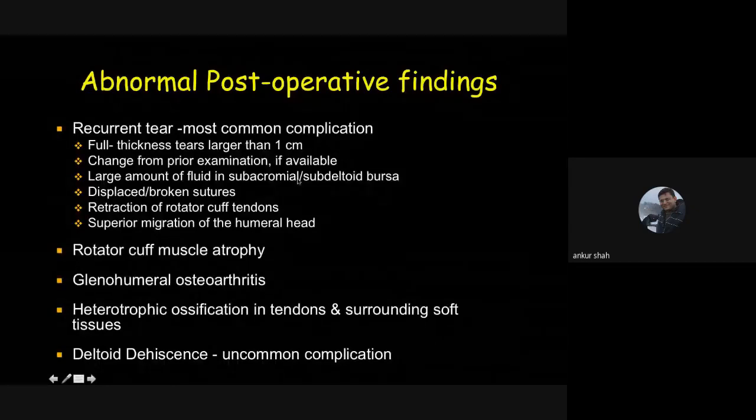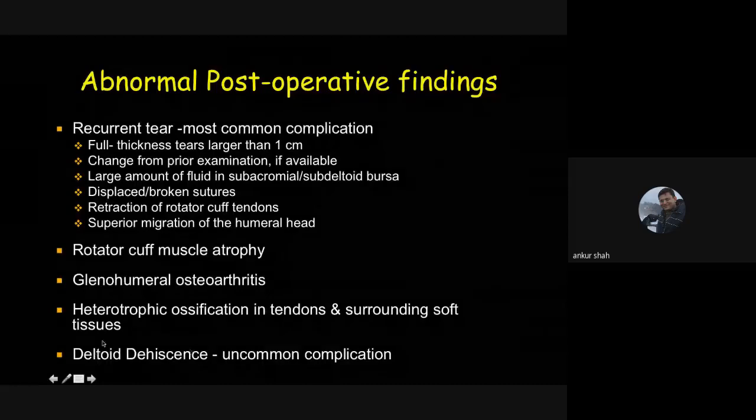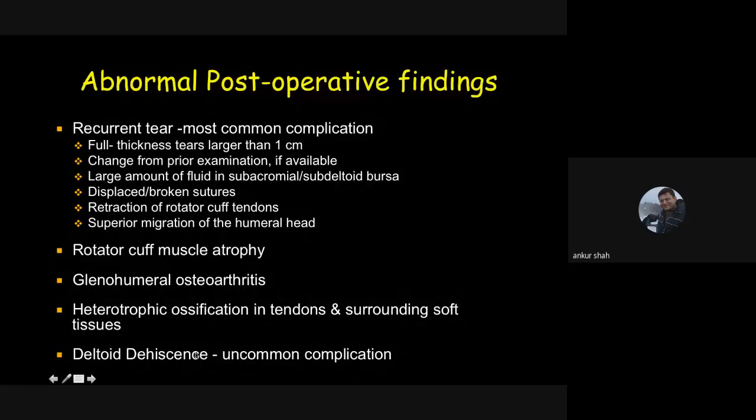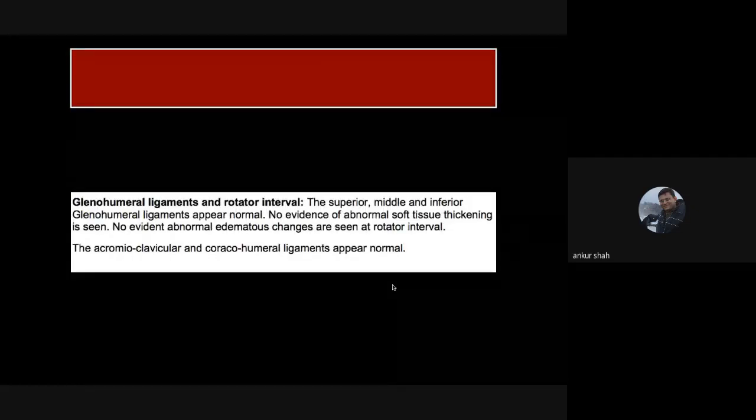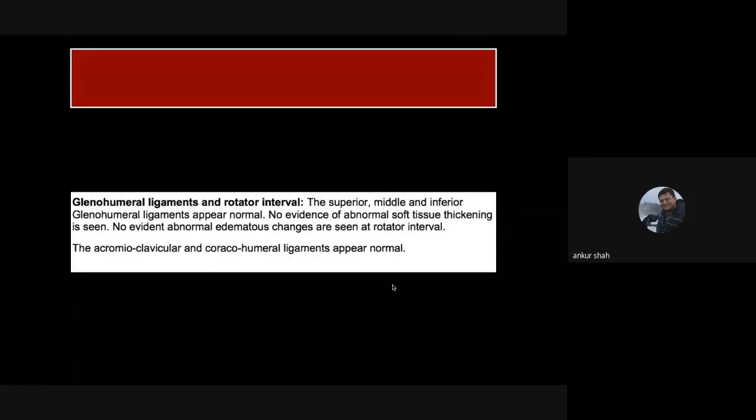When you see a large amount of fluid in the bursa, when you see sutures which are displaced from their normal site, or when you see rotator cuff muscle atrophy, or glenohumeral arthritis, or sometimes there is a deltoid dehiscence, because in certain surgeries they have to detach the deltoid and then again reattach it. So sometimes that reattachment also gets lost and there may be deltoid dehiscence. So if you see any of these findings, then they are abnormal or they are important in a post-operative shoulder joint. But subtle findings like some edema in the supraspinatus or infraspinatus tendon is normal in a post-op shoulder.